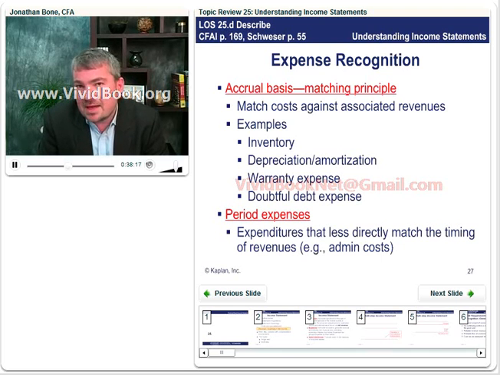So we use the matching principle for any costs that are directly related to revenues. If we've got any costs that aren't directly related to revenues, then we call them period expenses and we match them according to the period of use. So for example, if you've occupied your premises for 1 year, you would want to see 1 year's worth of rent going through your income statement.